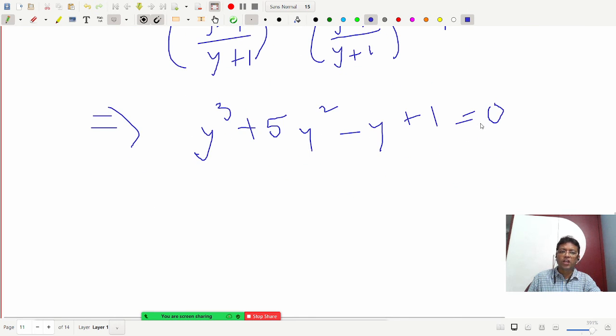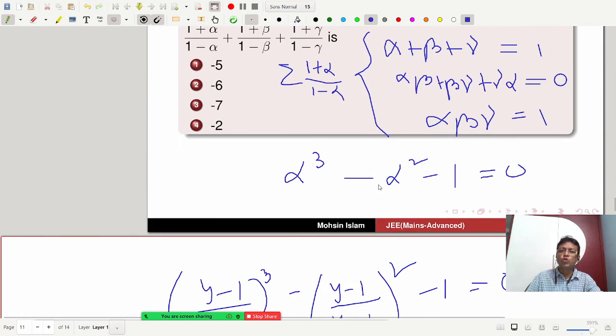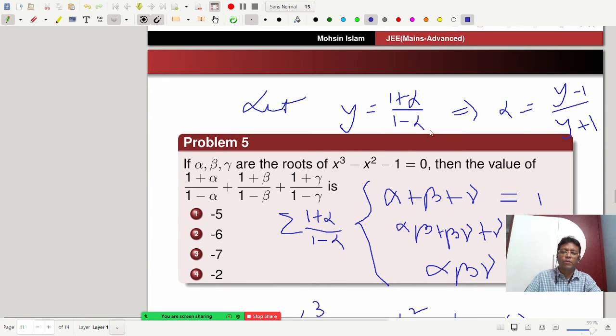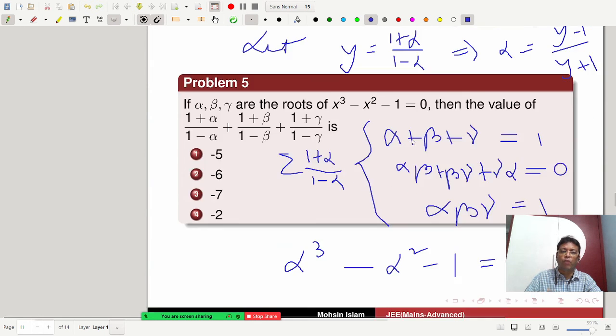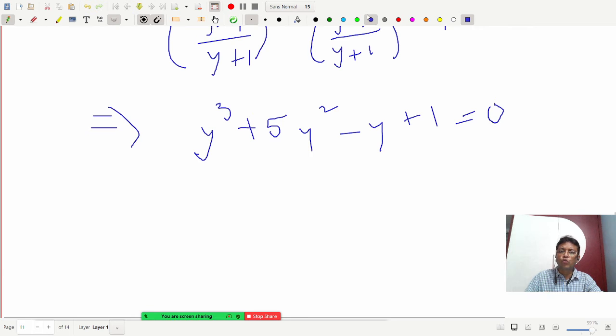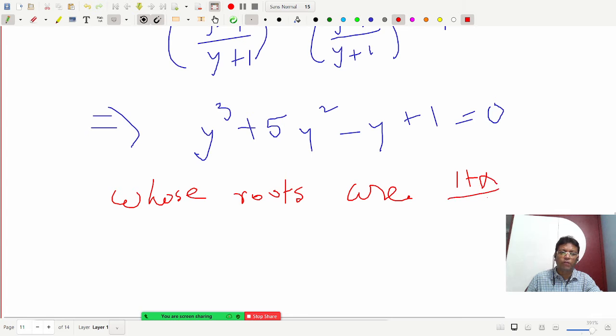So this is the cubic equation, because you have taken the transformation, whose roots are (1 plus alpha) by (1 minus alpha), (1 plus beta) by (1 minus beta), and (1 plus gamma) over (1 minus gamma). So these are the roots of this equation.